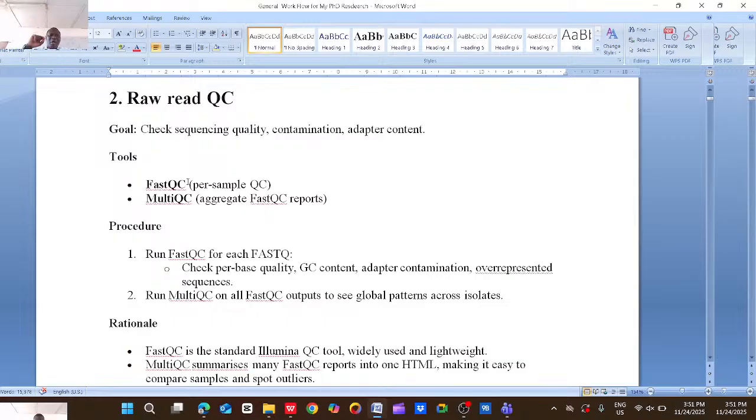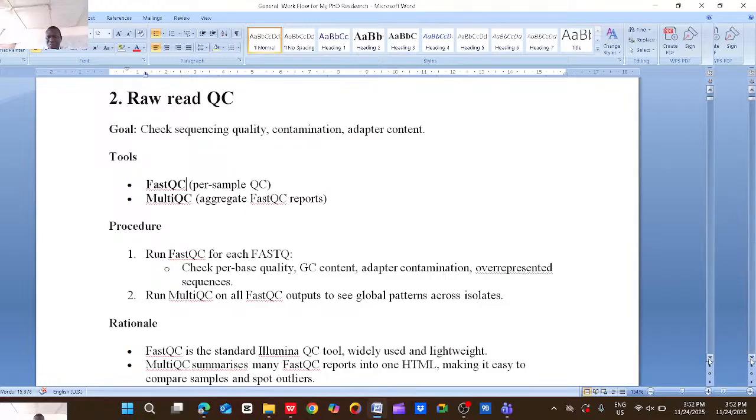If you use MultiQC, that means it's going to aggregate. That is, if you have more than one sample, let's say you have 10 samples, we are going to make use of MultiQC. That one is going to aggregate all the FastQC reports for you. And the procedure is as we do it and as you have seen it over there.